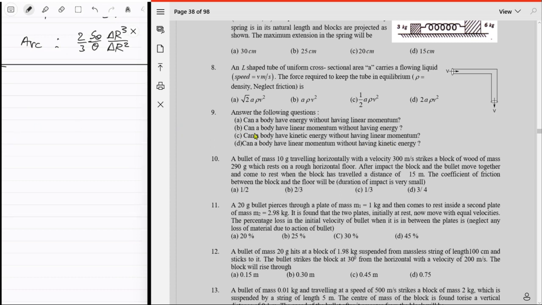Can a body have a kinetic energy without having? Of course, it can have. Oh, in that case, A also has multiple different ways. Okay, it's like the potential energy as well. Can a body have linear momentum without having kinetic? Right. So D is the one that has the answer as no.